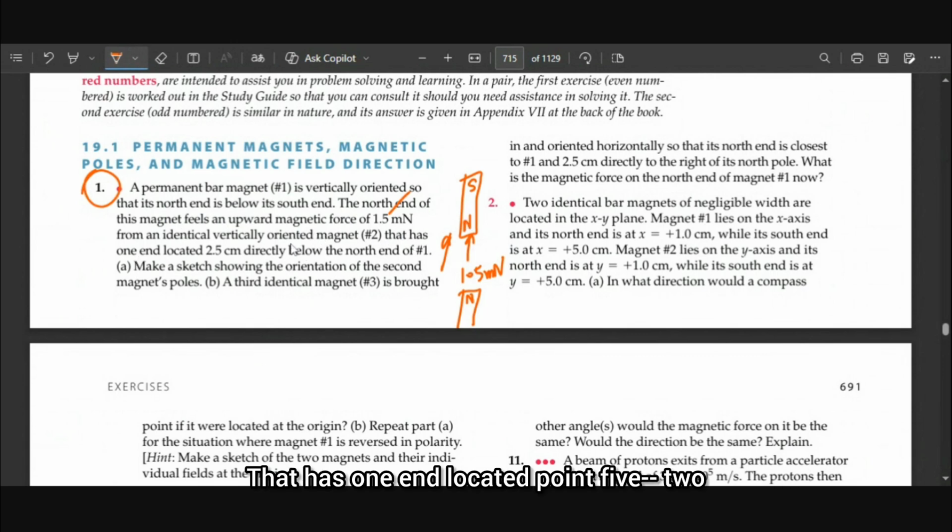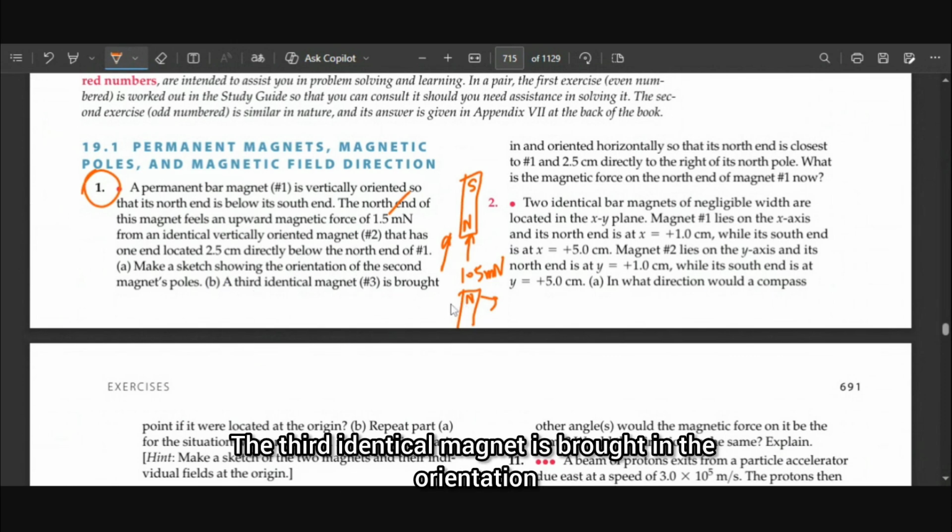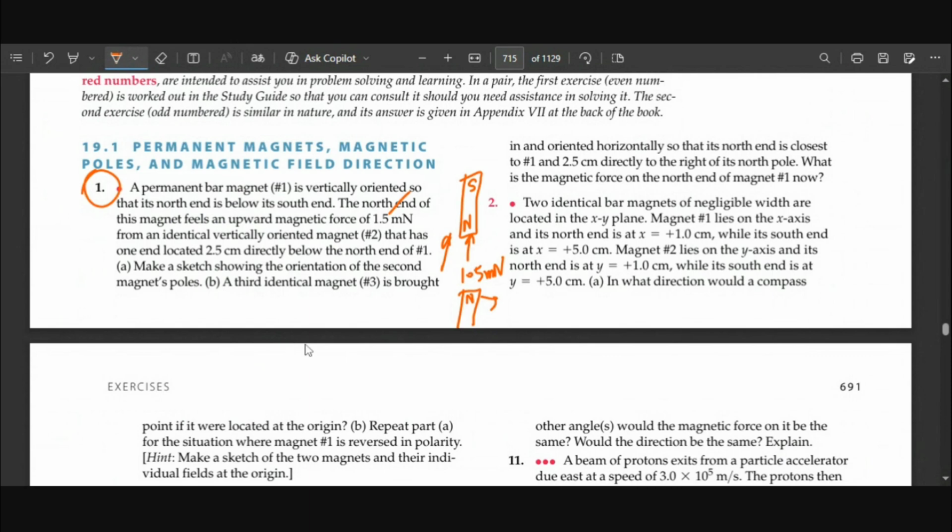That has one end located 2.5 centimeters directly below the north. So one end must be north. Make a sketch showing the orientation of the second magnet's poles. It is going to be like that. The third identical magnet is brought in. I guess you said this as well.